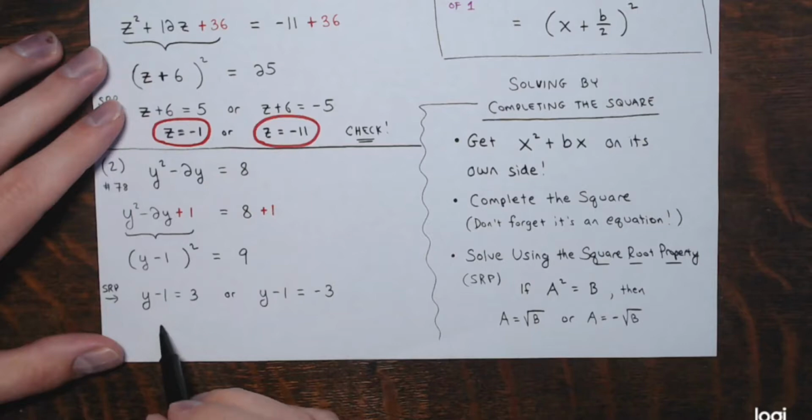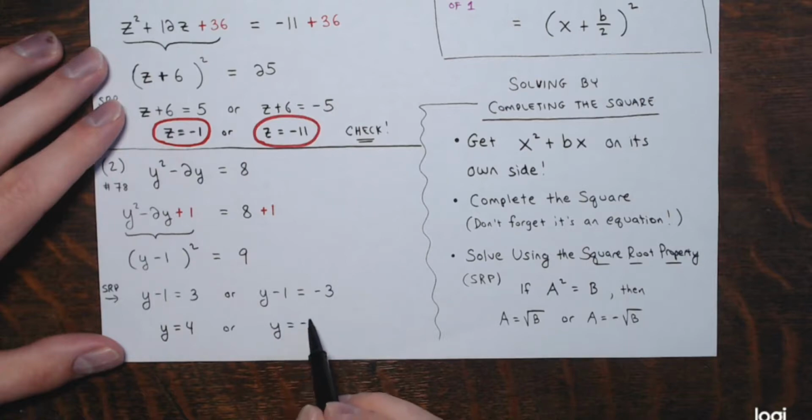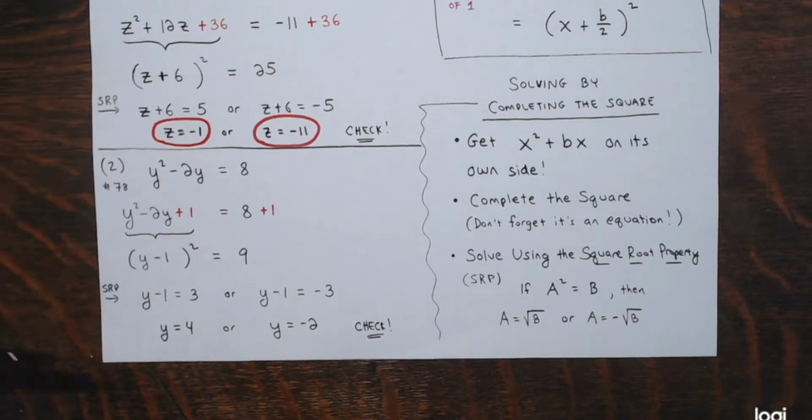Then we solve each of these for y and check our results. Adding 1 here, we get y equals 4. Adding 1 here, we get y equals negative 2. But don't forget, and I'm only going to write this one more time here, don't forget to check your solutions back in the original equation.